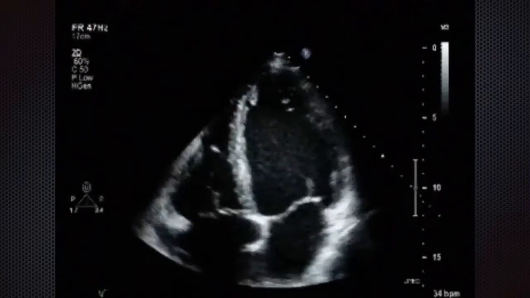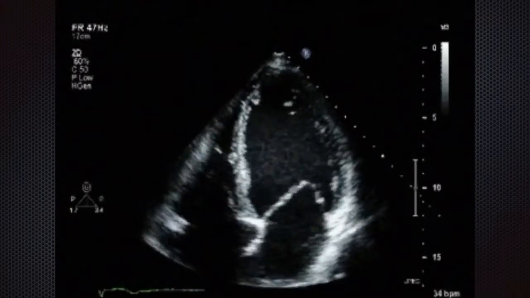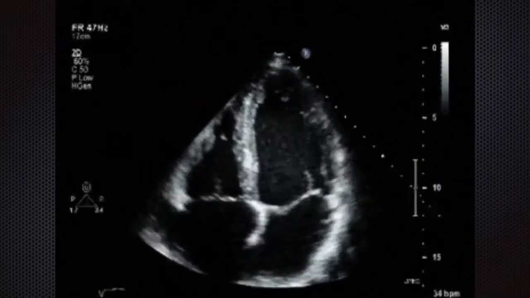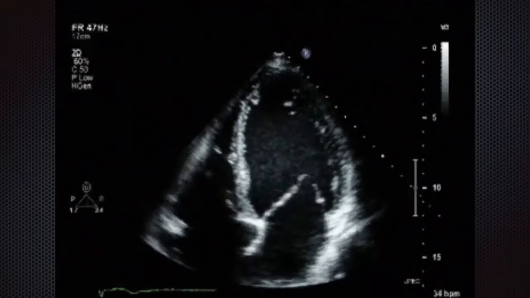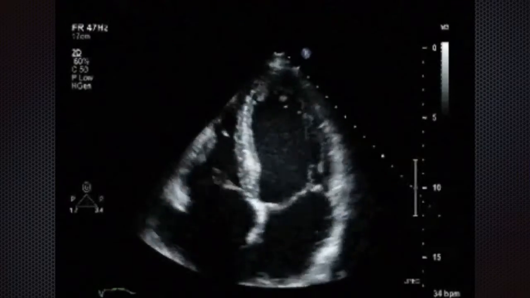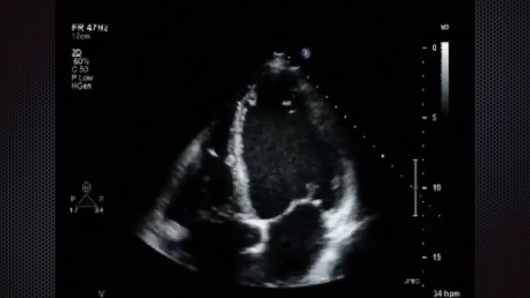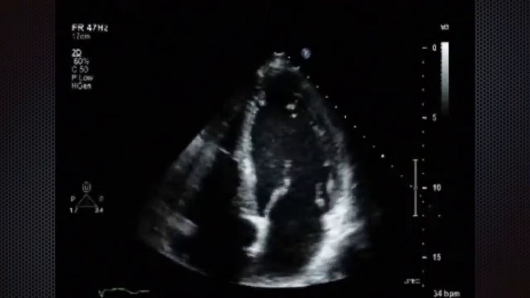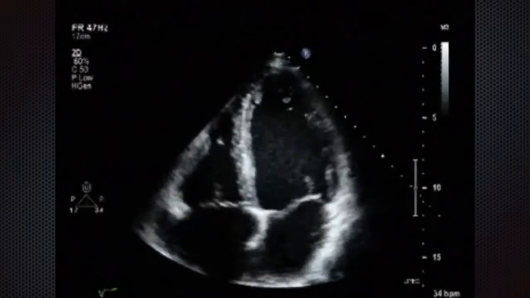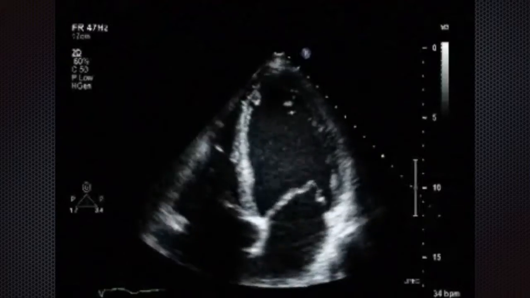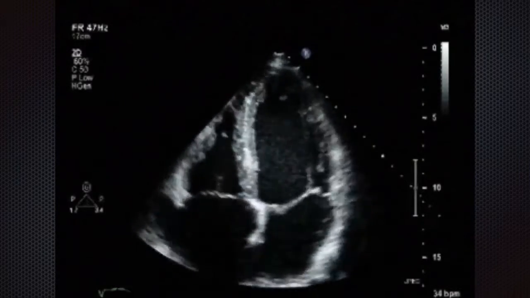On the right side, you can see that the right side isn't bigger than the left side, and the annulus of the tricuspid valve, which is the valve seen on the left of the screen, actually moves up even more than on the left side. This is because a lot of the muscle fibers on the right ventricle are in a fairly longitudinal direction. So although it's not totally reliable, it can give you an indication of right ventricular function too.